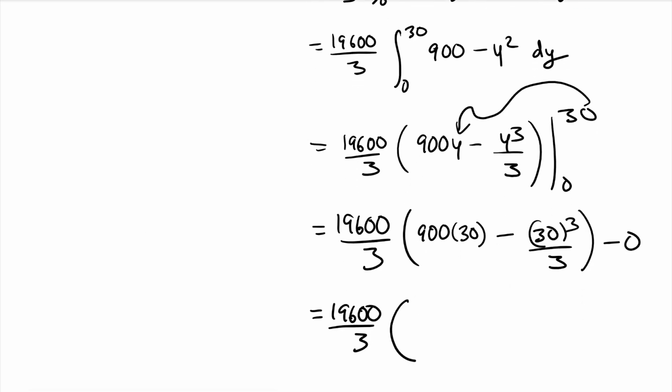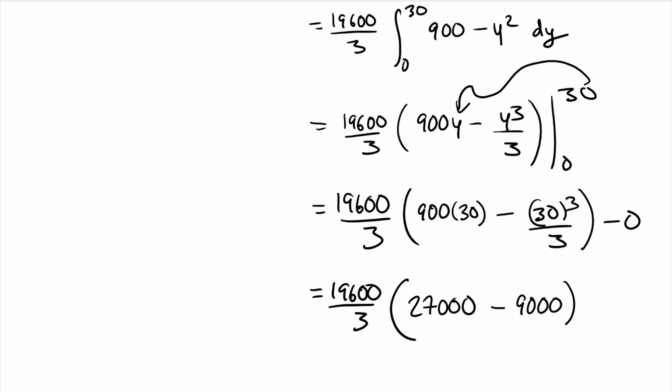19,600 over 3. And then what is 900 times 30? You could do that in your head though, can't you? You know, 9 times 3, right? And then add your zeros. And then what's 30 cubed? I don't think anybody knows that. I think that's still a mystery. That's 27,000. Let's divide it by 3. And we get 9,000. So 27,000 minus 9,000. I think it's 18,000.